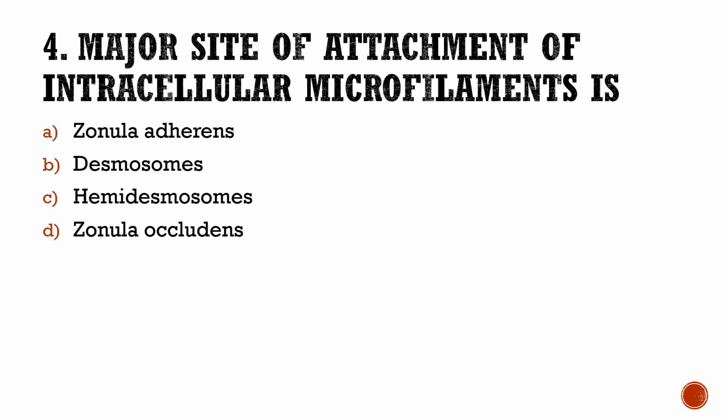So the major site of attachment of intracellular microfilaments is zonula adherens, desmosomes, hemidesmosomes, zonula occludens. So which is the answer? So intracellular filaments are mainly attached in the desmosomes. Zonula adherens, zonula occludens, desmosomes and hemidesmosomes. So the desmosome is the answer.